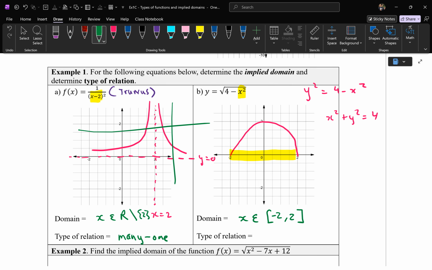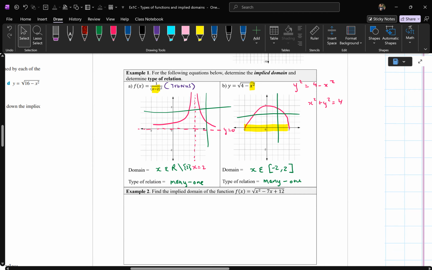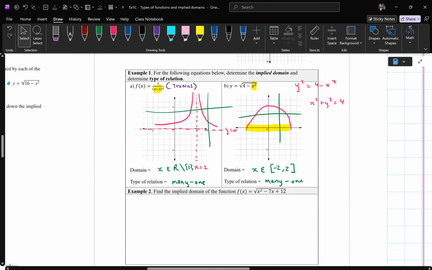It is a many to one as well. Same thing again, vertical line test. It's a function. A function has only 2 types, 1 to 1 or many to 1. The horizontal line test crosses twice, so clearly many to 1. How do we feel? Pretty good?